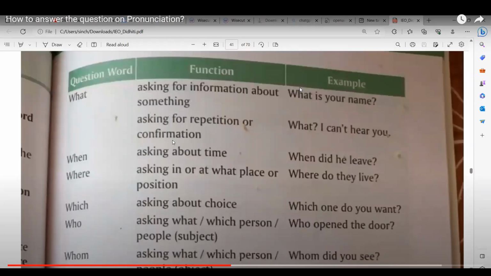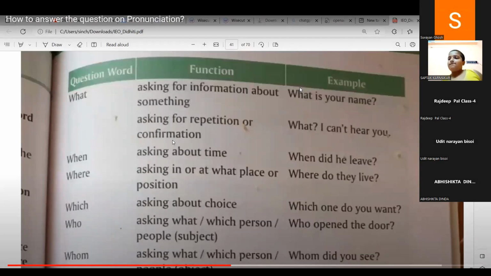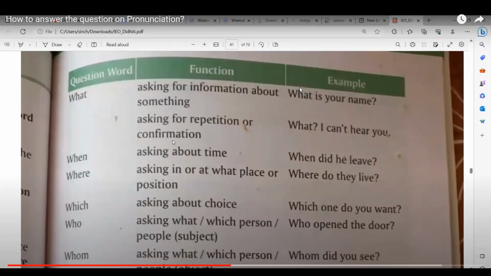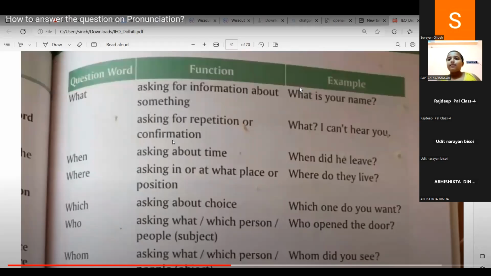Ma'am, I am Udit. Okay. Who is your friend? Give me an example with who? Who is your best friend? Very good. Can you give me something else, Udit? Actually, Ashmita already told us. Who is your best friend? Ma'am, I am not giving. Rajdeep is giving the answers. Okay, Rajdeep, can you give me a different question, beta? Actually, someone already told me. I think it was Abhishekta. Okay, who is your father? Very good. Excellent. Ma'am, who are you? Is it right or wrong? Who are you? It's correct, beta.